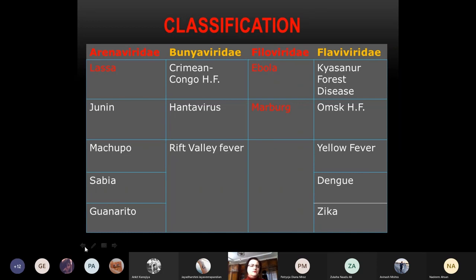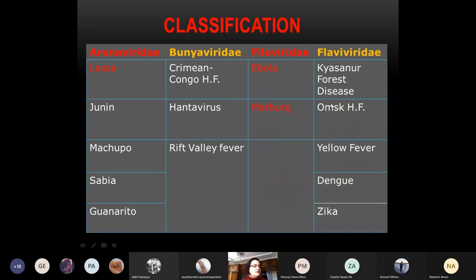The Bunyaviridae family includes Crimean-Congo hemorrhagic fever, hantavirus, and Rift Valley fever. Marburg and Ebola belong to the very dangerous and interesting family of viruses, Filoviridae. Yes, you see, the Filoviridae family.